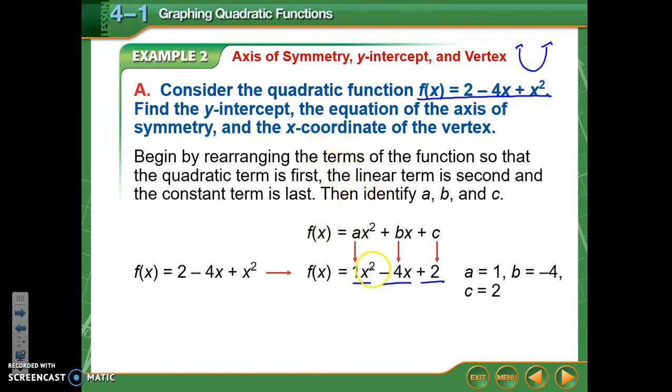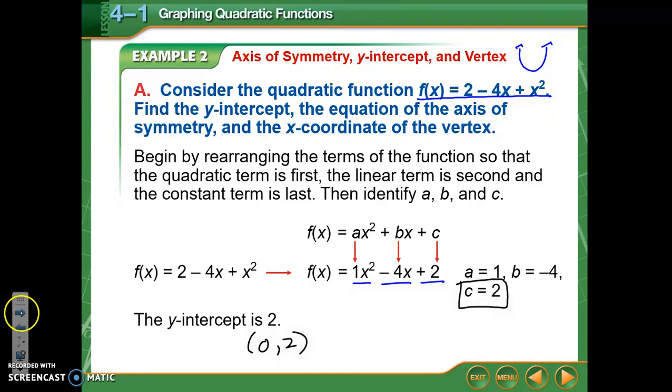a is always the coefficient of x squared, b is the coefficient of x, and c is my constant. So we're going to use those numbers to find our axis of symmetry and our y-intercept. Our y-intercept, remember, is always c. So my y-intercept is 2, or as an ordered pair, it's 0, 2. So now I already have 1 point on my parabola.